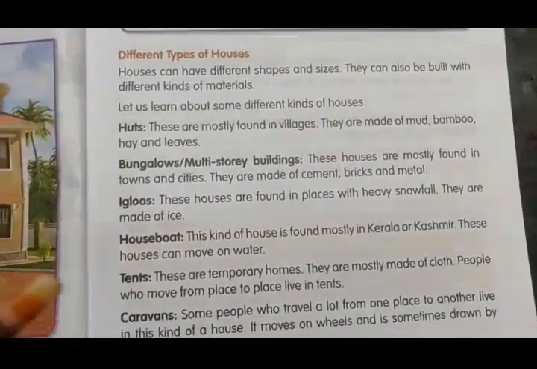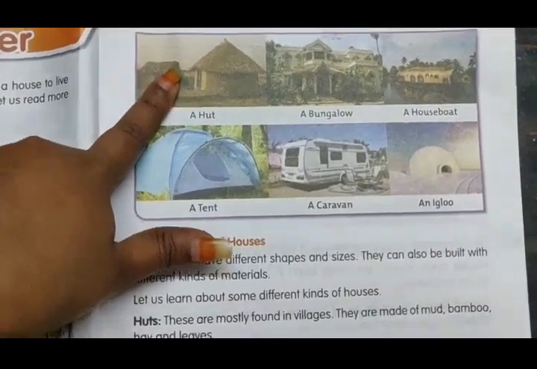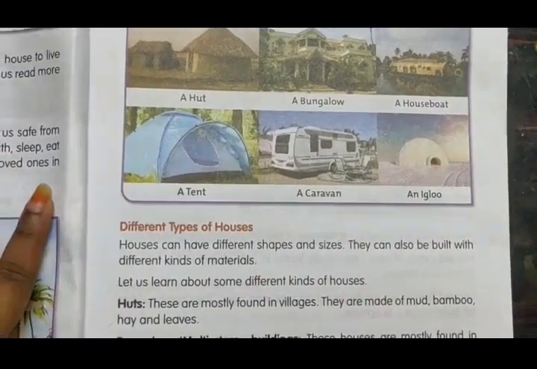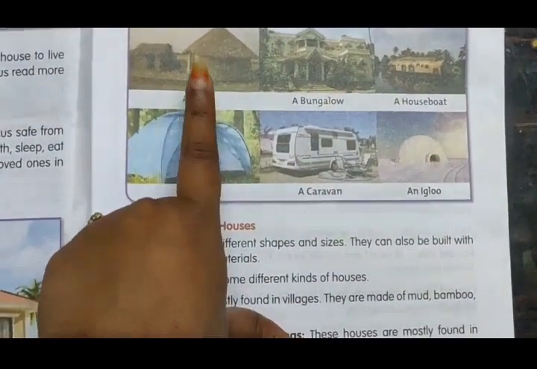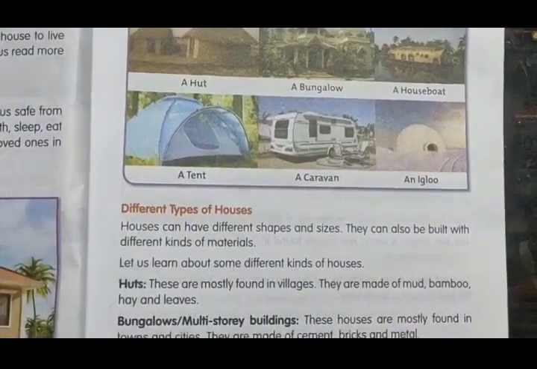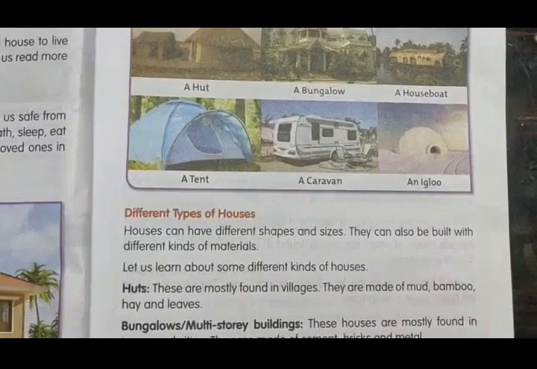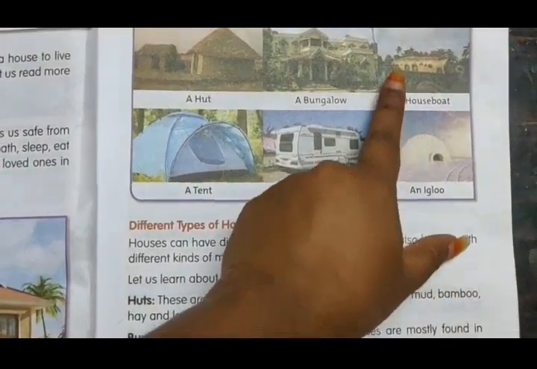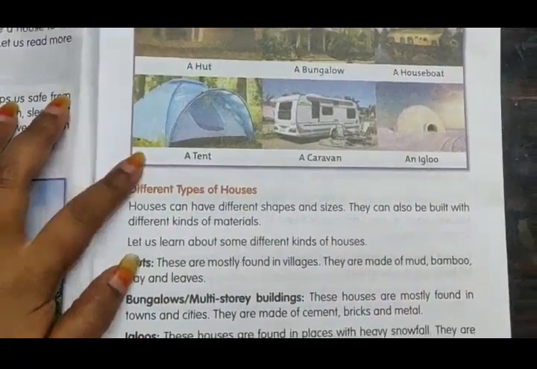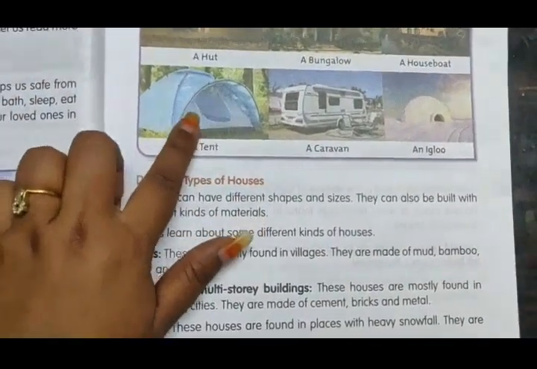Yes children, these are the different types of houses. A hut we find mostly in villages, and a bungalow or multi-storey building we find mostly in the cities. A hut is made of mud, bamboo or leaves, and a bungalow is made of cement, bricks or metal. A houseboat we can find mostly in Kerala and Kashmir, where it can move on water. And the fourth one is the tent. This is a temporary home, children. It is made of cloth.